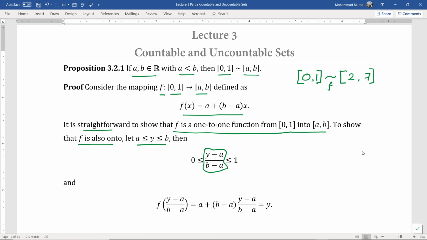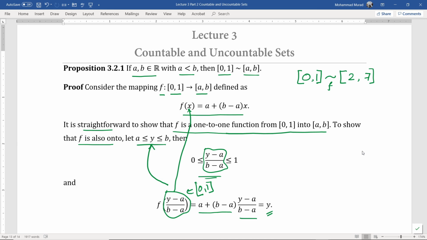And f of y minus a over b minus a, by definition, would be a plus b minus a times y minus a over b minus a. We just substituted the quantity here into the slot of x. And this gives me y back. For every y larger or equal to a, smaller than or equal to b, there exists some element in the set 0 to 1 that gives the output y. So the function f is onto.